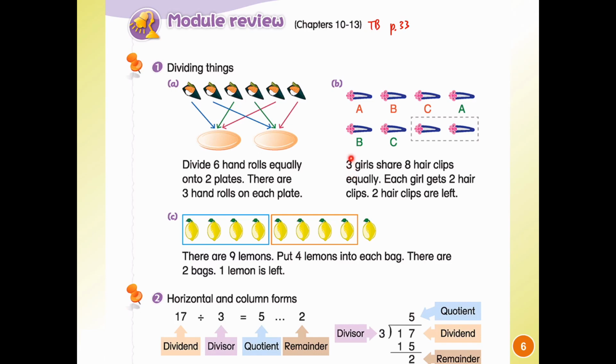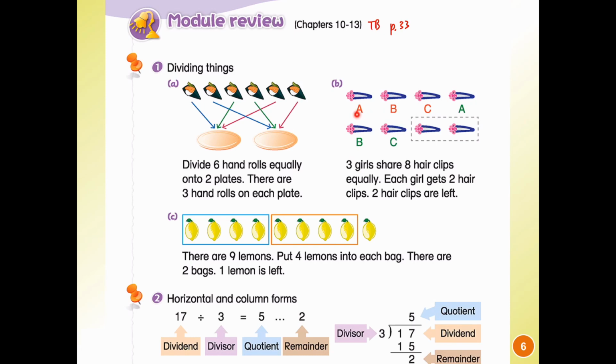Another way to divide things is that let's say we have some hair clips here, and 3 girls share 8 hair clips equally. That means each girl would get the same number of hair clips. Each girl gets 2 hair clips. So here we have the 8 hair clips, and the way we can help to divide or share the 8 hair clips among 3 girls, we can say girl A, girl B, and girl C.